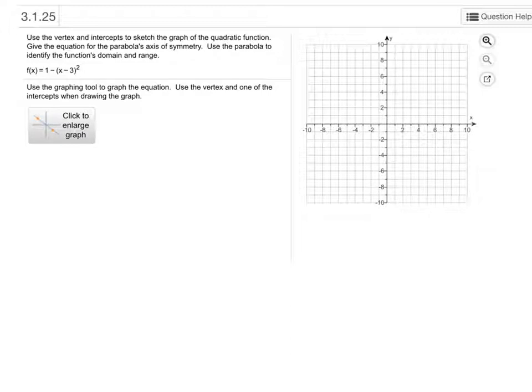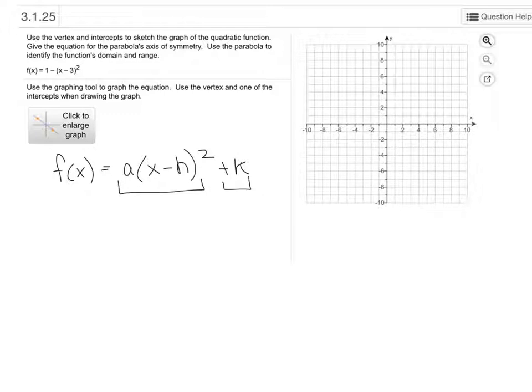So the first step is to sketch the graph. In order to sketch the graph, we want to identify the intercepts and the vertex. The first step in doing that is to rewrite the equation in the form f of x equals a times x minus h squared plus k. And all that means is that we want the squared part of our equation to come first, and then our constant, or just the number, is going to come last, after the squared part.